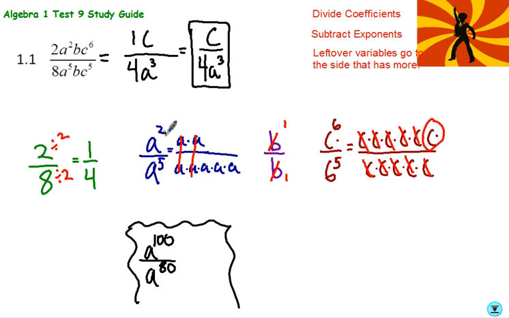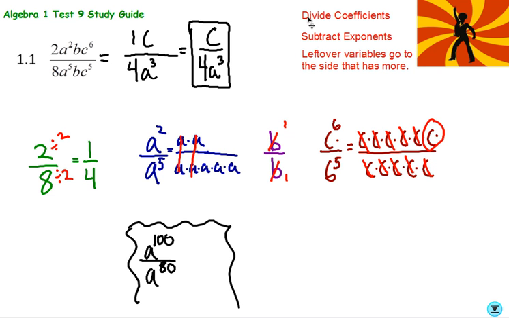So let's look back here at what happened. 2 and 5, and I ended up with a 3 in my answer. Oh, okay. Well, 5 minus 2 is 3. And then the leftovers, and this is what I have right here, the leftover variables go to the side that has more. So there's more a's on the bottom, so that's why the leftover a's went to the bottom. Now, there were no leftovers here because the b's canceled each other out. 6 minus 5 is 1, so I have 1 c left over. Not sure why that looks like a 6. There should be a c.